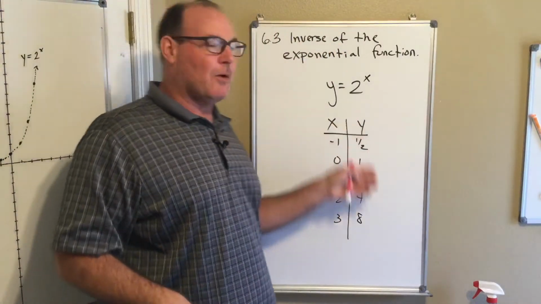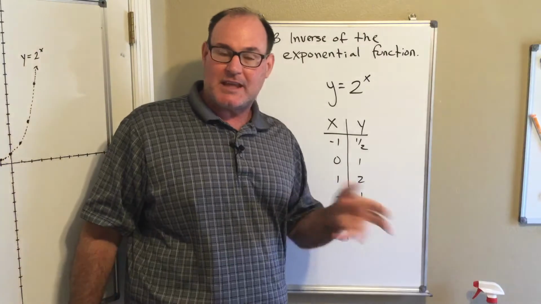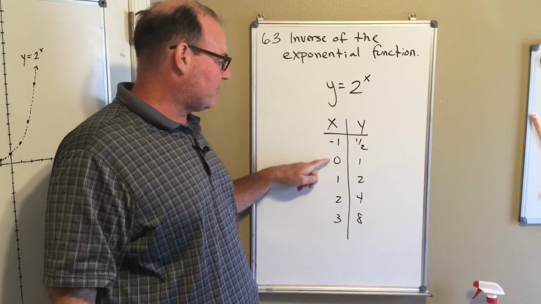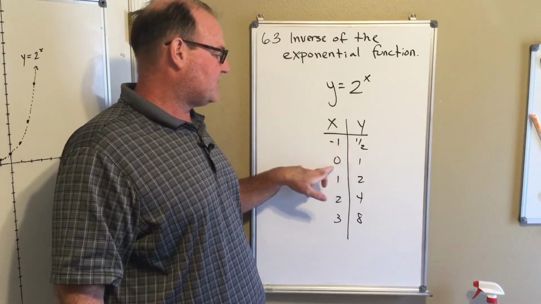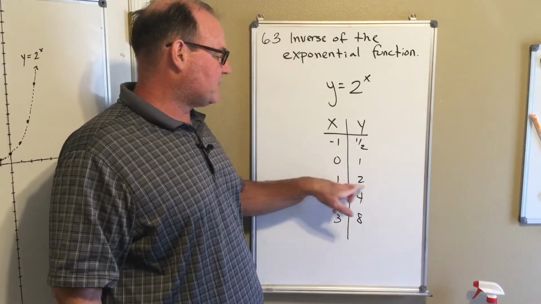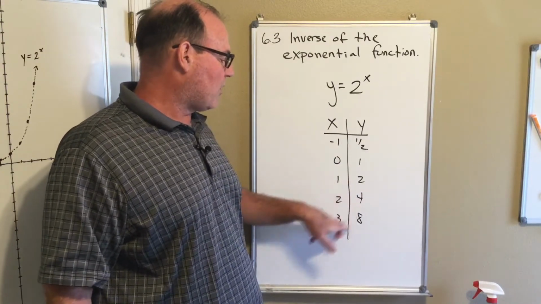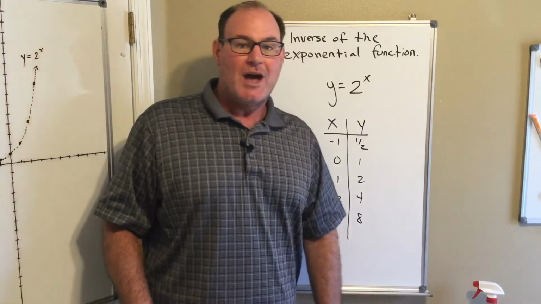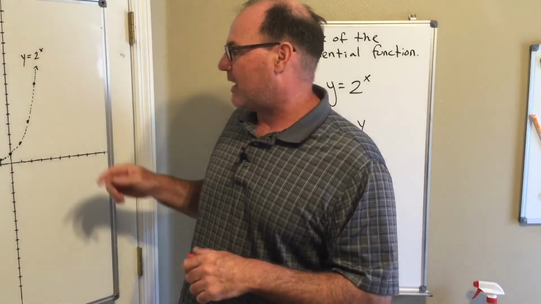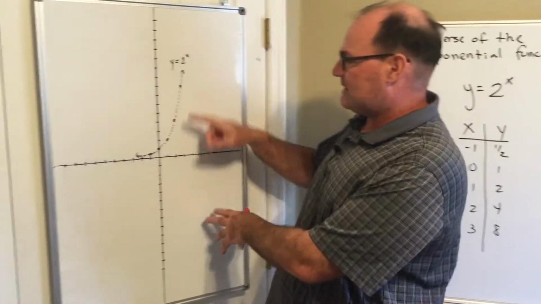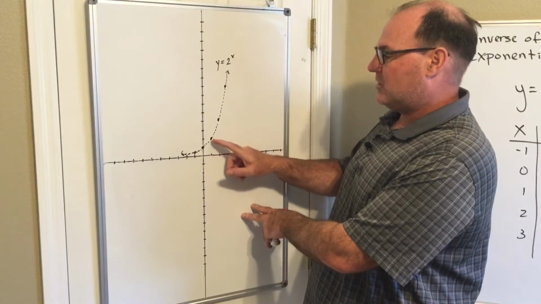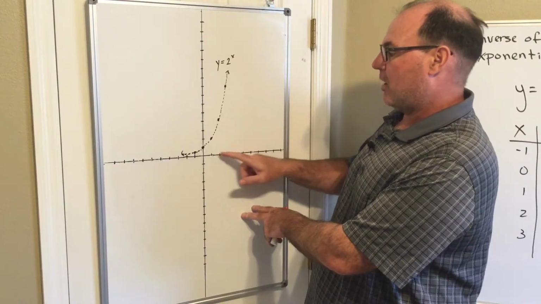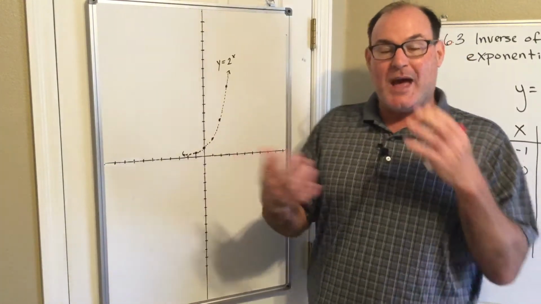So here are our basic points for the exponential function. I just put in -1, 0, 1, 2, 3. When I put in -1, I get a half. 0 gives me 1, 1 gives me 2, 2 produces 4, and 3 gives me 8. So I have already graphed that. It's right here. So here are the points. Here is -1, 1/2, 0 and 1, 1 and 2, 2 and 4, and then 3 and 8. So you have the list of points.